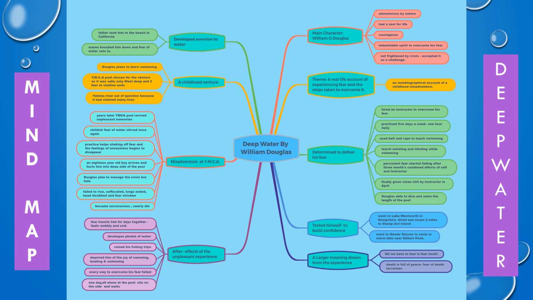Before the explanation of the mind map, let me tell you why it is important. A mind map is a tool to concise the information in a graphic form. It will help you to remember the main points, the important points of the story in a better way. So it's just like making notes where we cover the main points of the text. I hope you have understood the importance of the mind map. Let's ponder on the main points of the story, The Water by William Douglas.